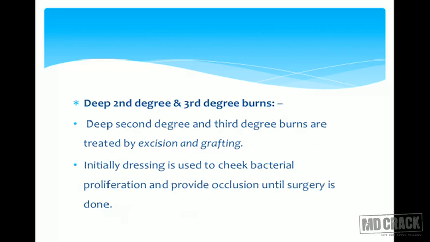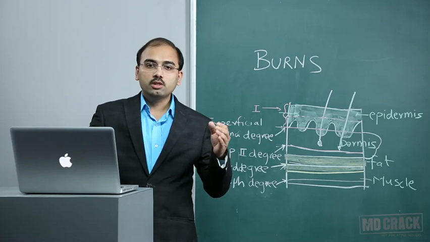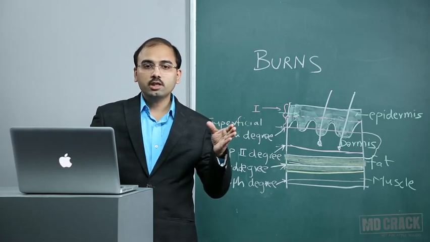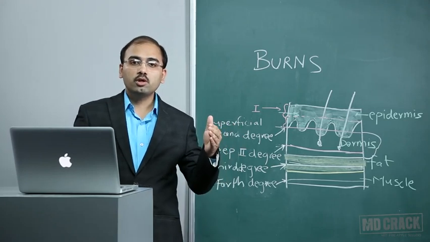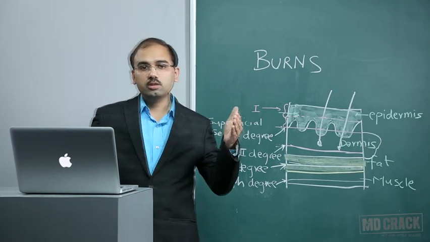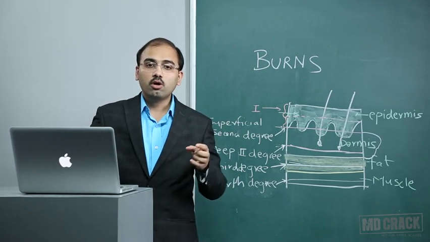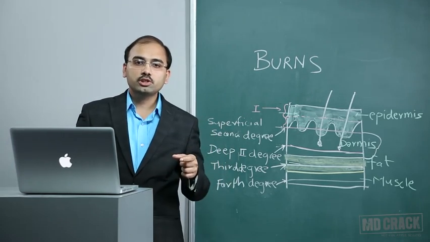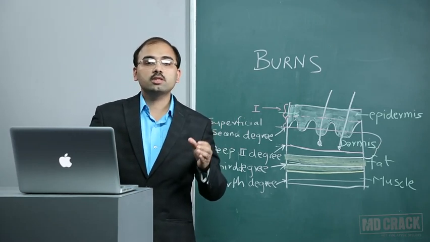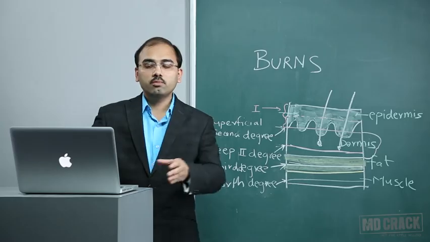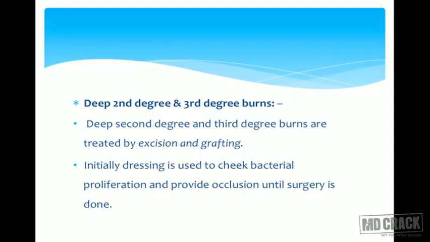Deep second degree burns and third degree burns are treated by excision and grafting. So, the choice of treatment for deep second degree and third degree burns is excision and grafting. Many times you are asked the question, what is the choice of treatment for second degree deep or third degree burns? Or alternatively, you may be asked a question like excision grafting is treatment of choice in which degree burns. So, it is second degree and third degree burns. Initially, the dressing is used to check bacterial proliferation and it will provide occlusion until surgery is done.